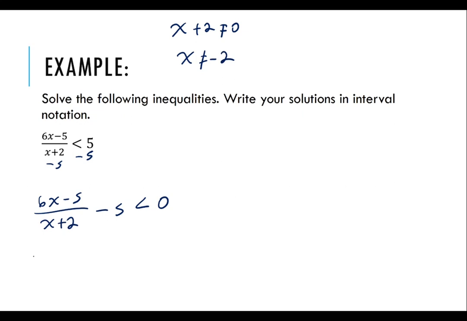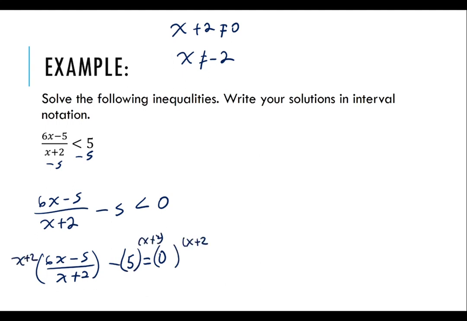Then to find the zeros, I can just solve this rational expression. 6x minus 5 divided by x plus 2, minus 5 is equal to 0. Multiply everything by the LCD, where the LCD here is x plus 2. Then I get 6x minus 5 minus 5x minus 10, noticing that I just distributed the negative 5, is equal to 0. 6x minus 5x gives me x. Minus 5 minus 10 is minus 15 is equal to 0. That gives me x is equal to 15. So I have two critical points, x is equal to 15 and x is equal to negative 2.